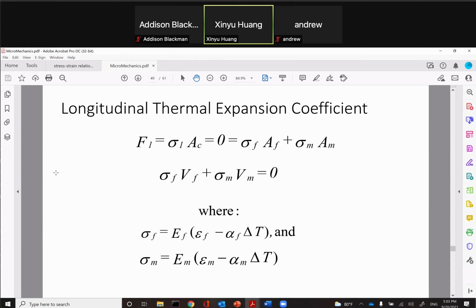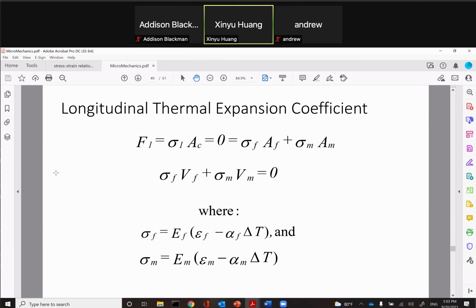So you can write this equation. Fiber stress times volume fraction of fibers plus matrix stress times volume fraction of matrix adds up to 0. This is a sort of self-equilibrium. This is nothing but equilibrium, if you think about it. That's the equilibrium equation. And then you plug in the properties. This is how you express the fiber stress based on the thermal expansion and Young's modulus. This is the stress for the matrix. And you plug them in, you can predict the composite in one direction.